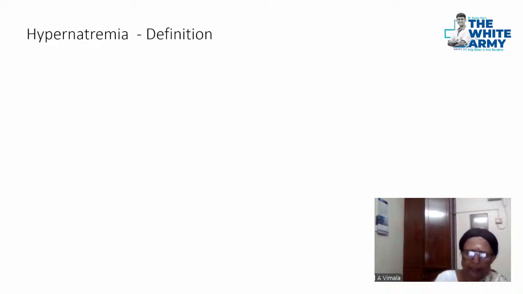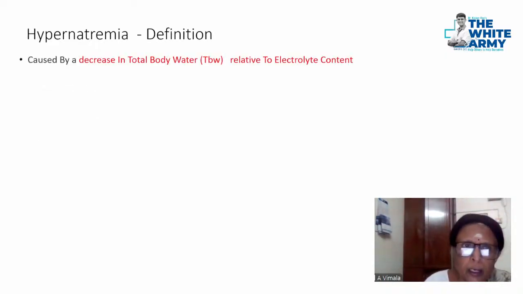So let us see the definition first. It is caused by a decrease in total body water. It is not a true increase in sodium. It is a decrease in total body water. So even the sodium gets concentrated in a lesser amount of water and makes the sodium concentration high. So it is caused by a decrease in total body water relative to the electrolyte content.